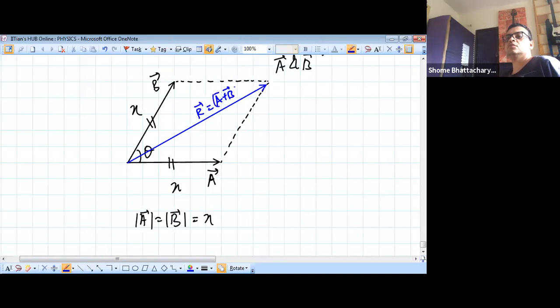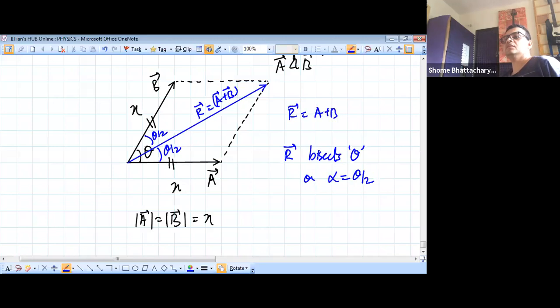So what it should do is, it should bisect this angle. This should become theta by 2, and this should become theta by 2. And so the resultant bisects theta. Or in other words, in our earlier language, alpha is equal to theta by 2. The angle that the resultant makes with the vector E should be equal to theta by 2.